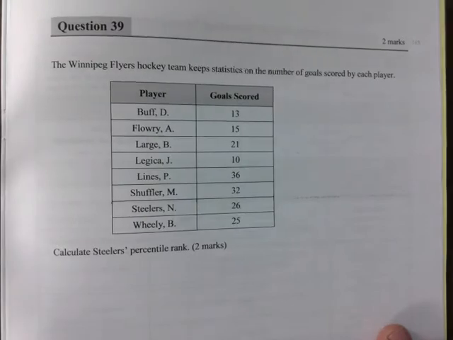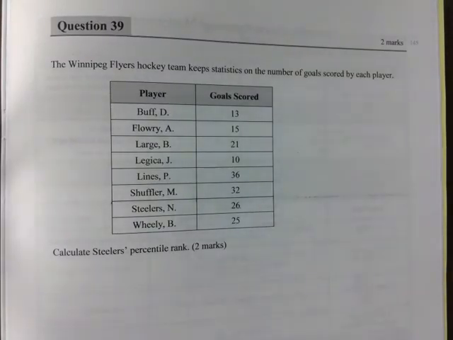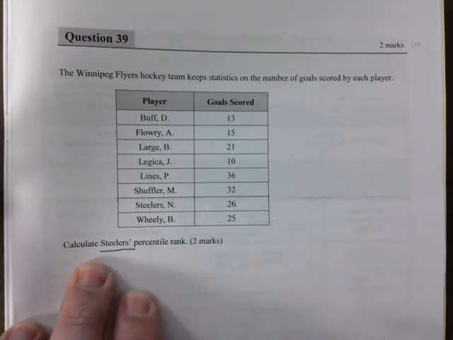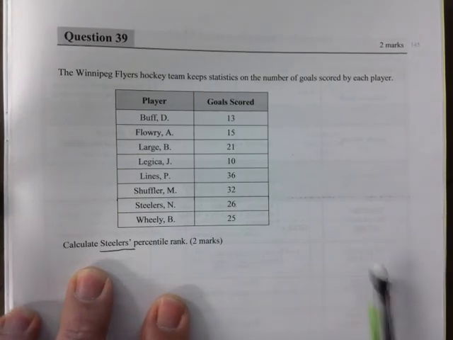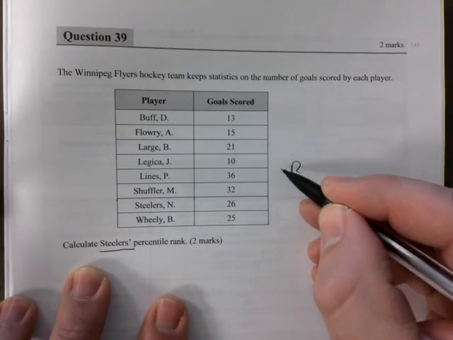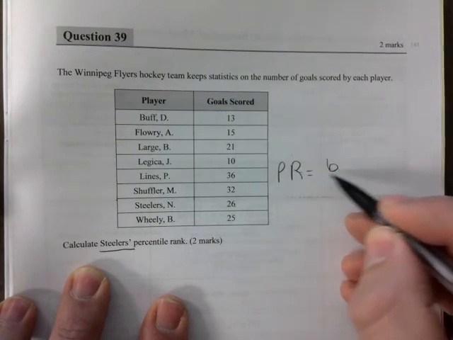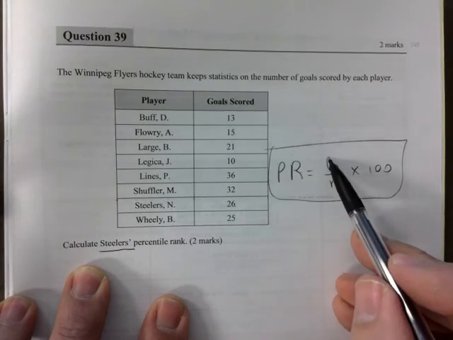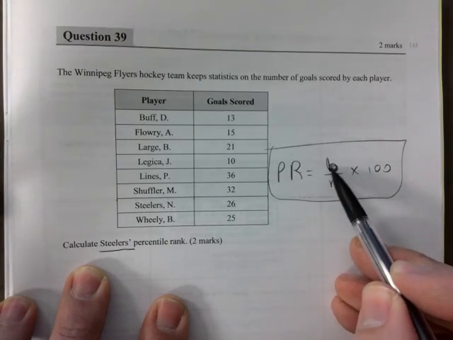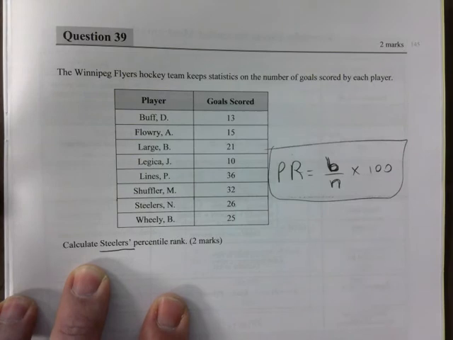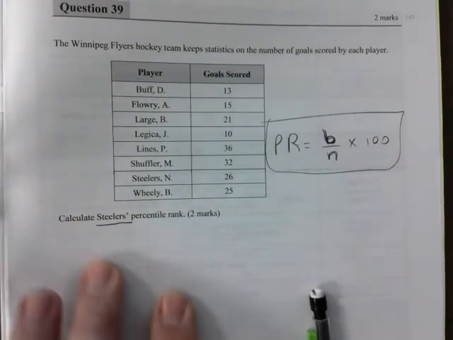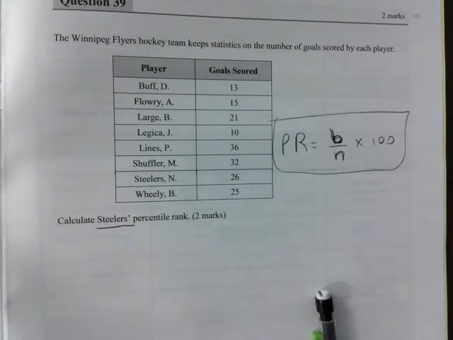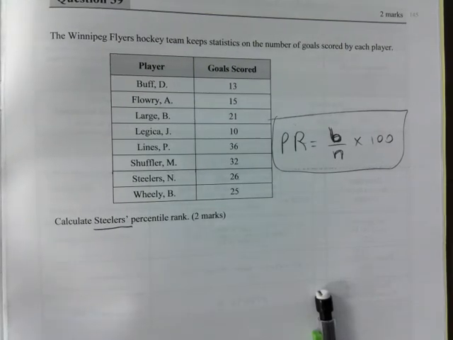Next, let's do some math here. Let's see if you can do percentile rank. Find percentile rank for Steelers. Would you be able to do that? And I will just give you the formula here. Percentile rank is B over N times 100. B represents the number of values lower than the one you're considering. N is the total number of values. See if you can do that. 2 marks if you know how to do that. Give it a try. Real quick.